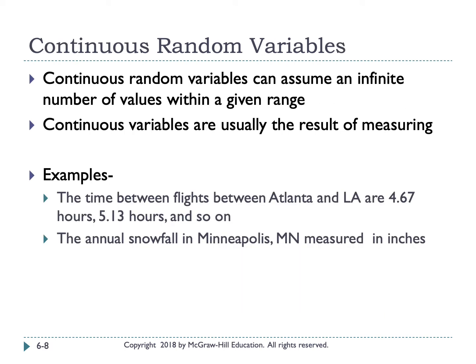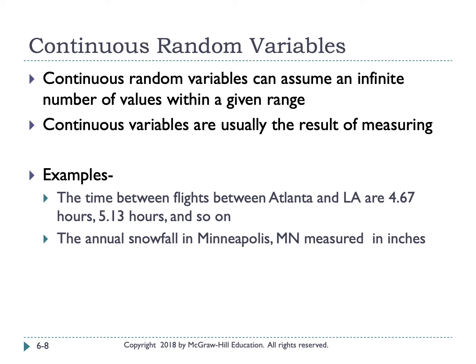The second kind of random variables we call continuous random variables, and these can have an infinite number of values within a given range. These are typically the result of measuring. So again, discrete was the result of counting. Now it's the result of measuring. These are measured either on an interval or a ratio scale. And the likelihood of a continuous random variable is what's going to be summarized with a probability distribution when we get to chapter 7 in the next unit.